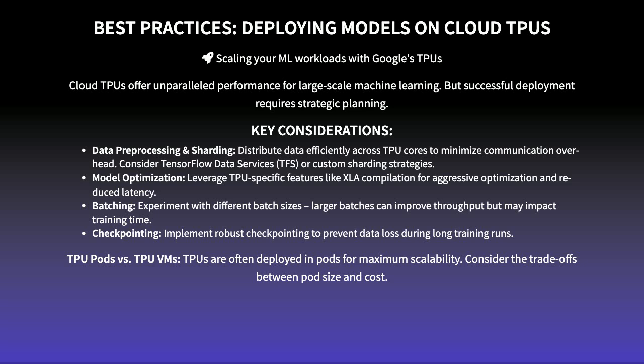Next up is model optimization. TPUs are great at working with XLA compilation. That means aggressive optimizations and faster processing. Batching is key too. Experimenting to find the right batch size will significantly impact your training speed. And finally, always have a solid checkpointing strategy in place for those long runs.